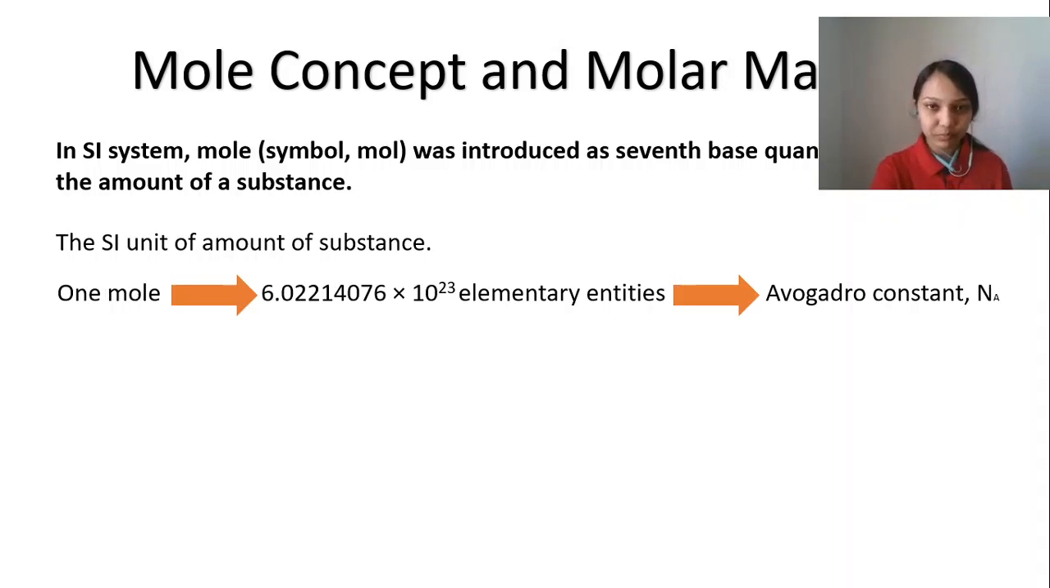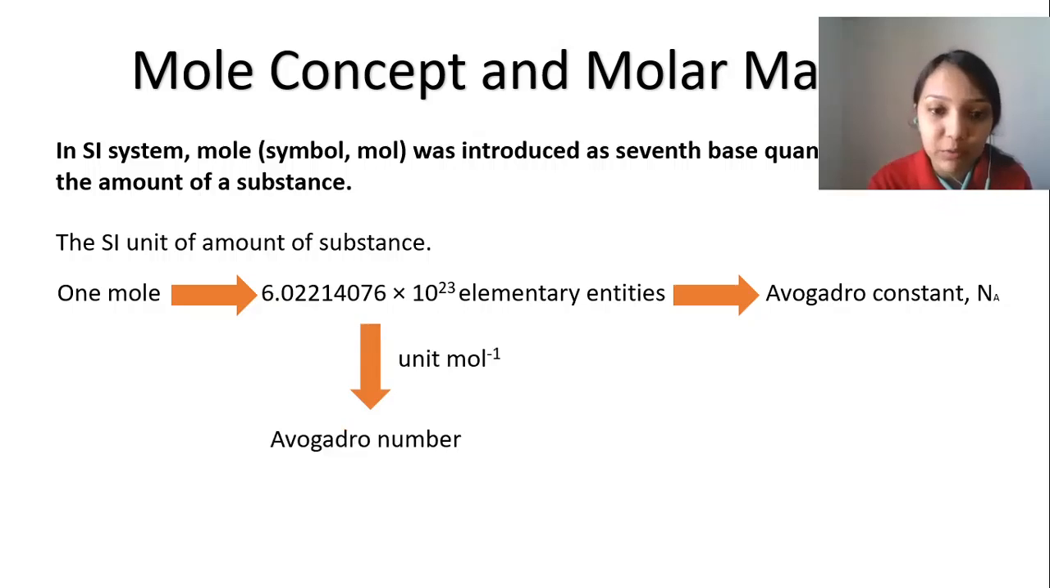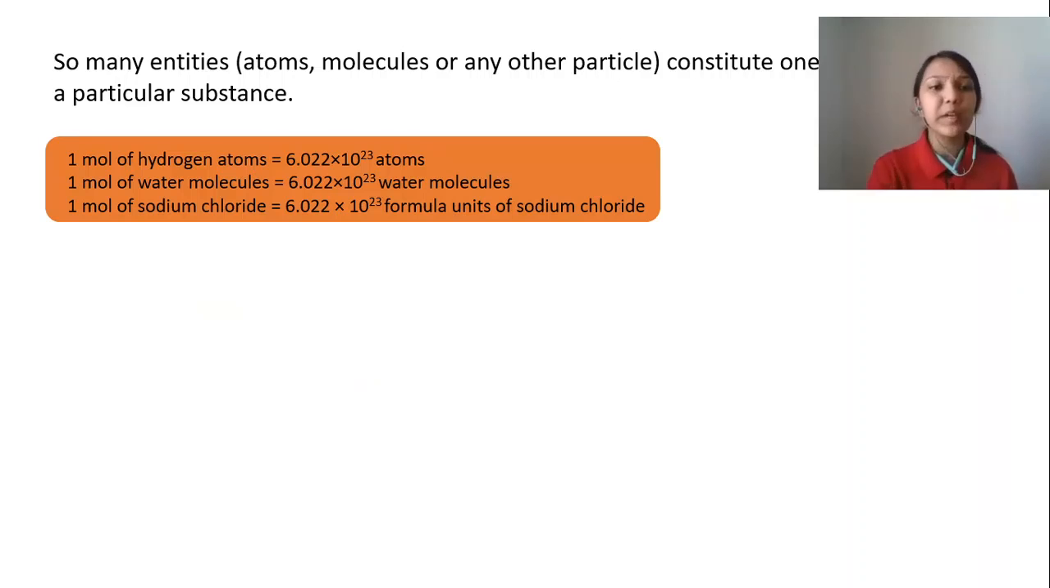So 1 mole contains 6.022 × 10^23 elementary entities, and these entities can be atoms, molecules, or anything as such. This number, 6.022 × 10^23, is called Avogadro's constant, that is N_A. If you express it with the unit mole inverse, you call it the Avogadro number. So the Avogadro number is 6.022 × 10^23 mol^-1. So many entities, I said, right? Atoms, molecules, or any other particle constitute 1 mole of a particular substance.